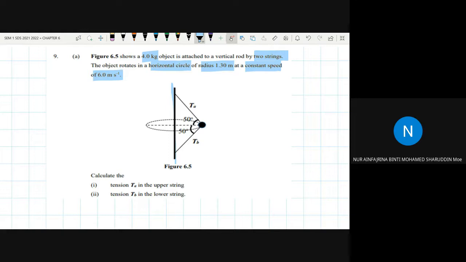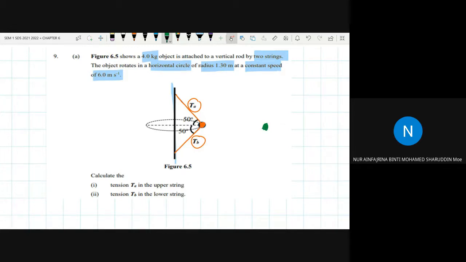But right now, you have 2 strings. How are you going to tackle this question? Look, there are 2 strings. TA is the first string, B is the second string. So you have tension A and tension B. Now your object is here. Both strings are attached to the same object. So if Miss asks you to draw the free body diagram, how is it going to look?